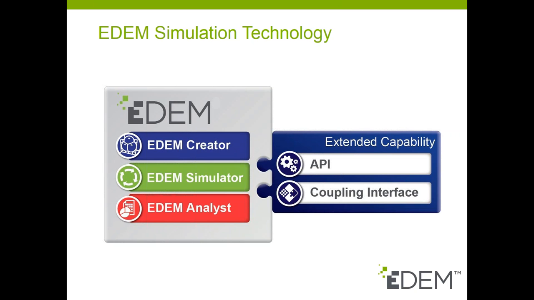EDEM's solver engine is a fast and highly scalable engine. It runs on multi-core shared memory computers, typically 8 to 20 cores or whatever's commercially available. EDEM is highly customizable and extensible using its applications programming interface. The applications programming interface and the coupling interface are used in conjunction with the standard EDEM. And with the coupling interface particularly, it can be integrated with other CAE software for a wide range of multiphysics simulation involving particle and bulk particle materials.